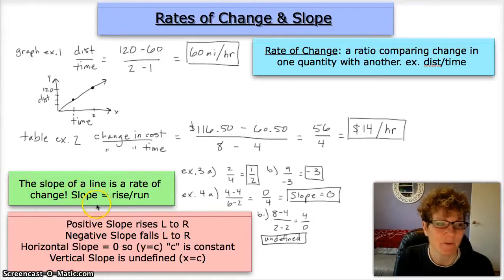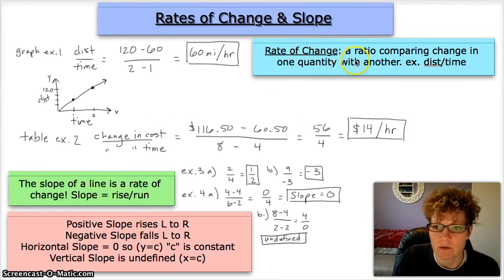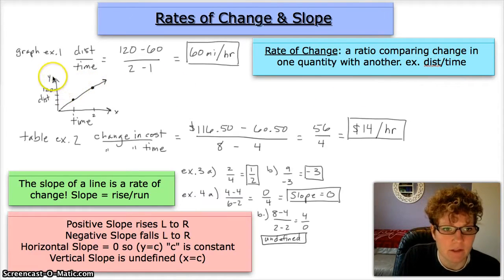Lesson number 41 for algebra is rates of change and slope. A rate of change is a ratio comparing the change in one quantity with the change in another. An example of that would be distance over time. If the y-axis represents the distance in, say, miles, and the x-axis represents time, let's say in hours.